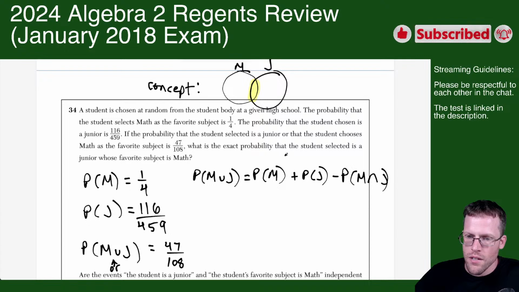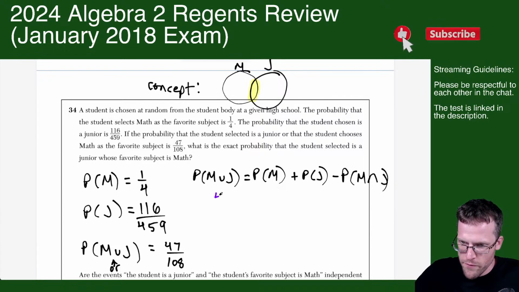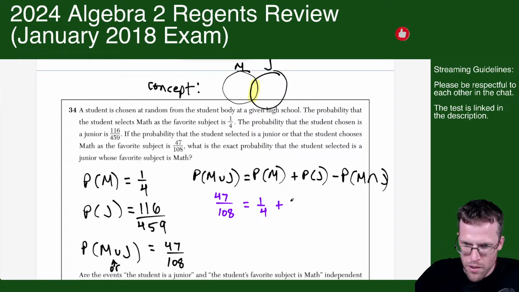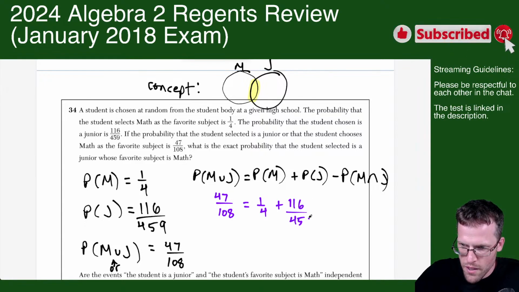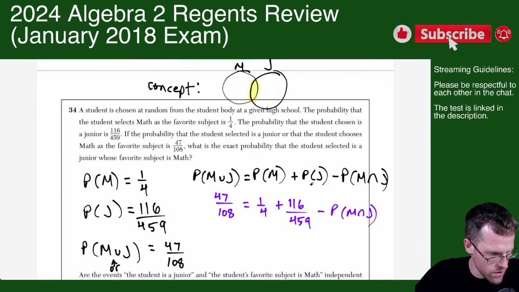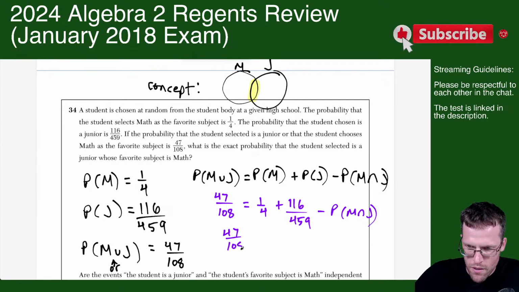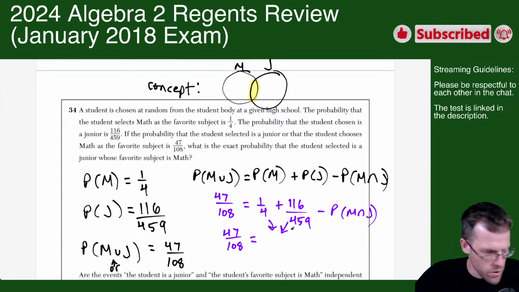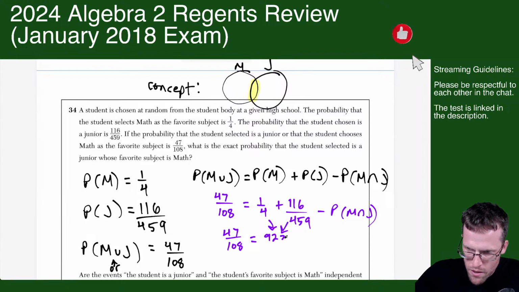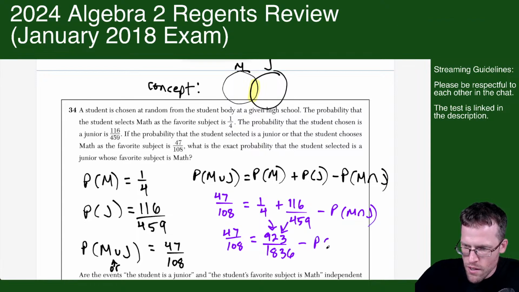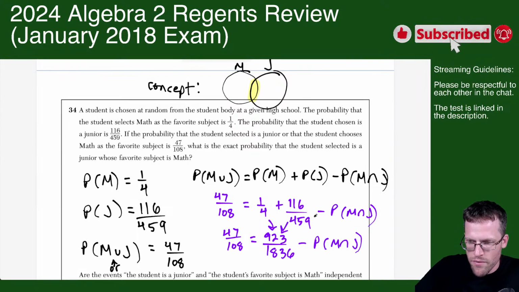Okay? So then here, what we do is we just plug in. So this is 47 over 108 equals 1/4 plus 116 over 459 minus this. Okay, and now just go ahead and do the math. If you do this in the calculator, do this plus this, math, enter, enter. Well, this stays like this. I promise these two, when you add them and math, enter, enter, is going to make 923 over 1836. All right, but I trust if you go back earlier in the video, you could see how I add fractions. And now I subtract this to the other side.